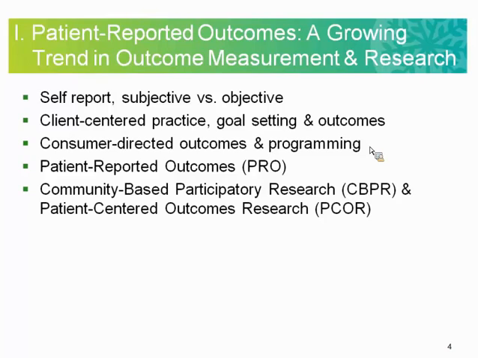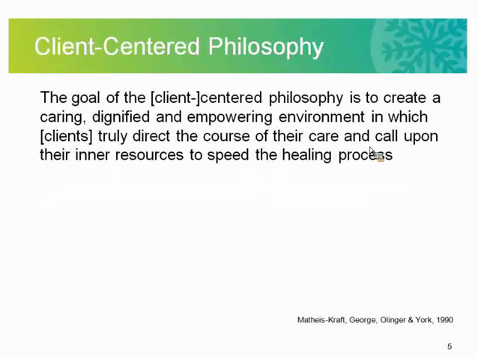Increasingly we're seeing it within the literature as how to use these patient-reported outcomes and their validity and their sensitivity. When you're looking in the literature, you might actually see it referred to in lots of different ways. Sometimes they're called self-report, sometimes subjective. There's a whole body of research on client-centered practice, goal setting, and outcomes. From the disability community, there's also a body of research on consumer-directed outcomes and programming. But in the research most commonly now, they're referring to it as patient-reported outcomes, or PROs.